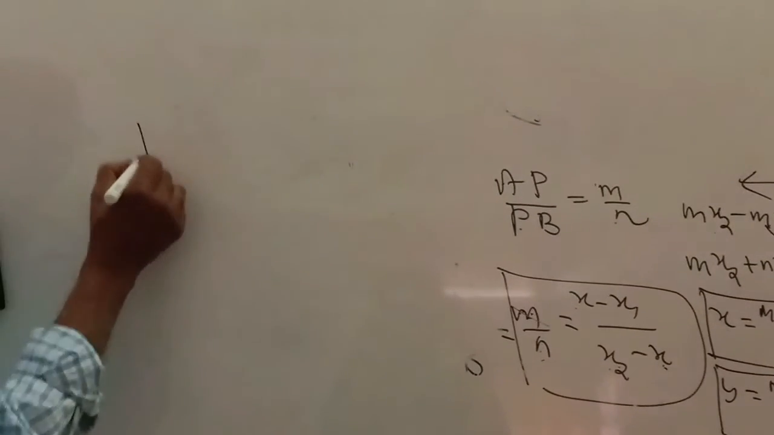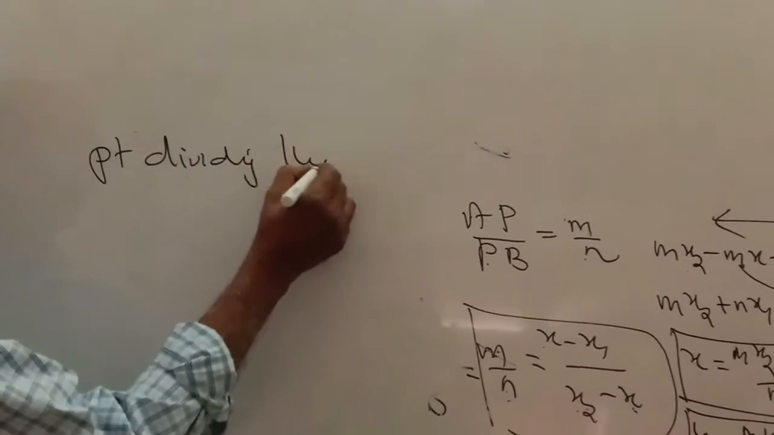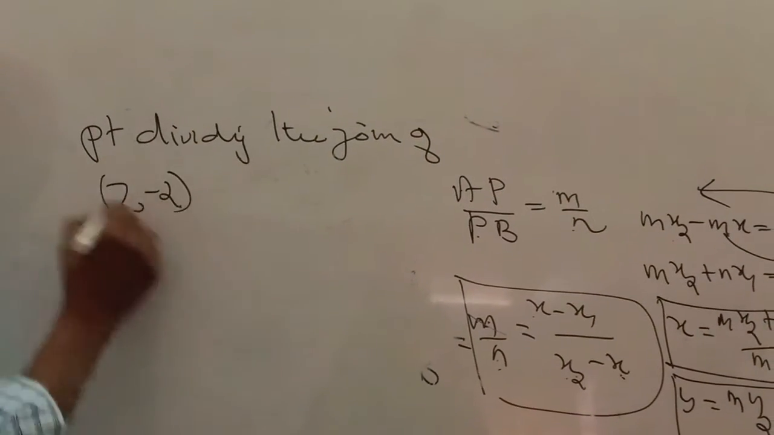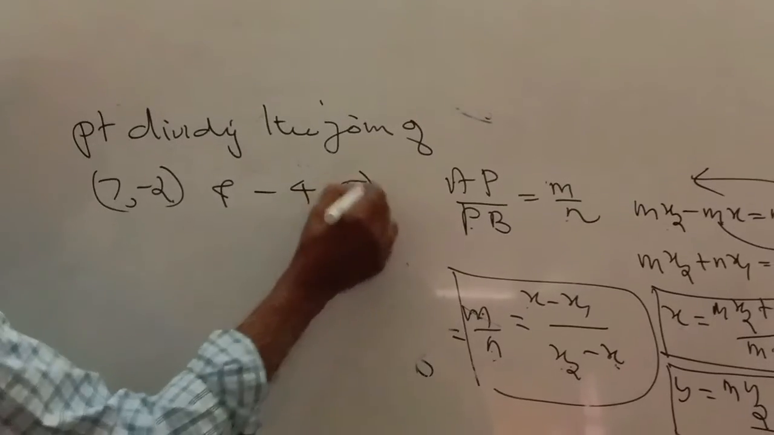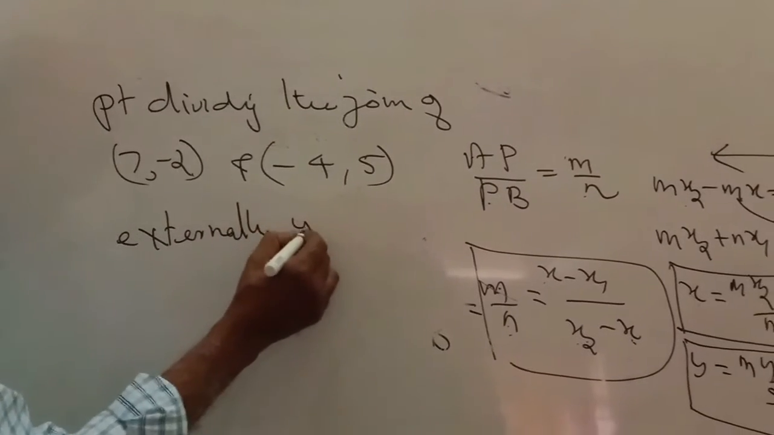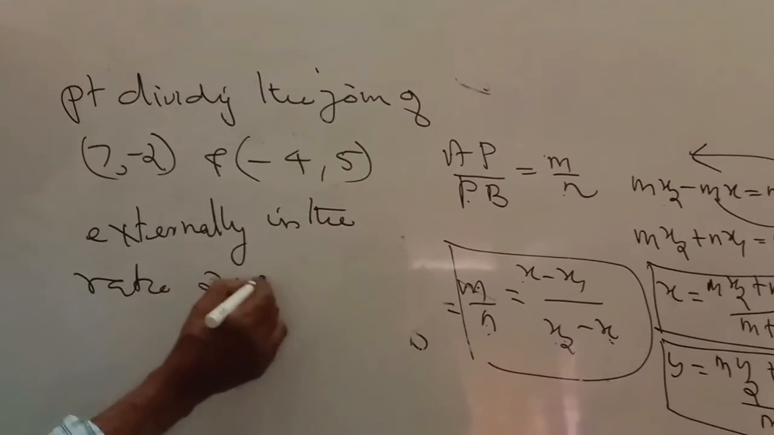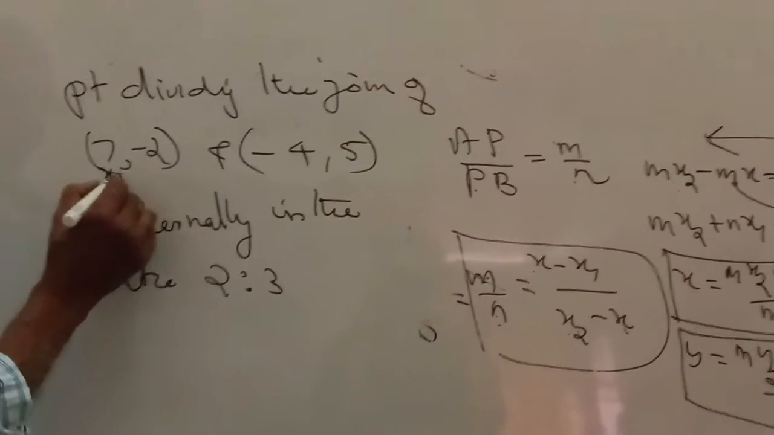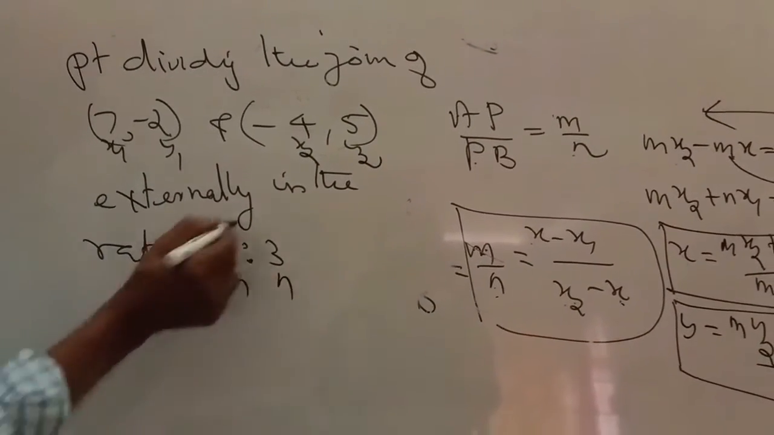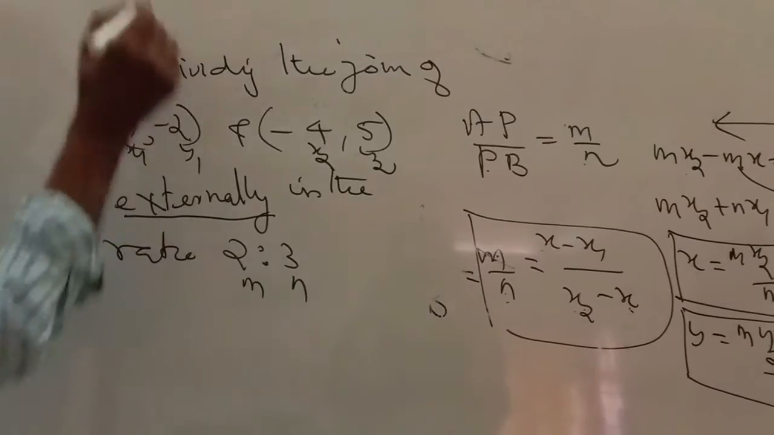For example, find the point dividing the join of (7, minus 2) and (minus 4, 5) externally in the ratio 2:3. So this is x1, y1, x2, y2, m, n. Externally is important. So the formula gives you the result.